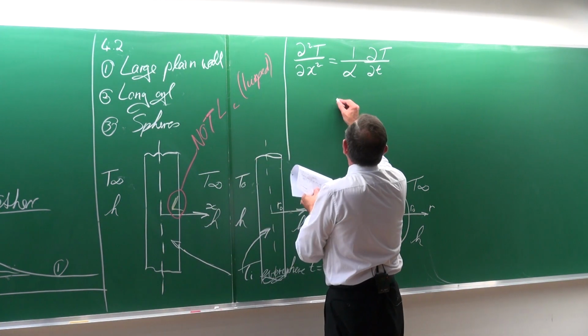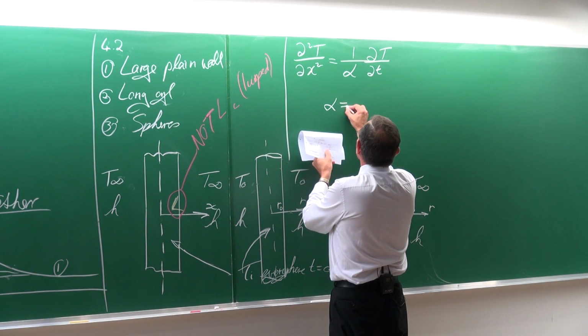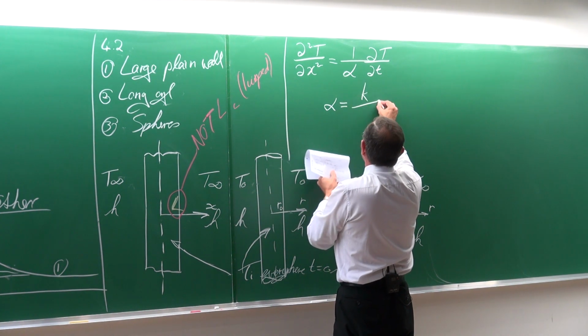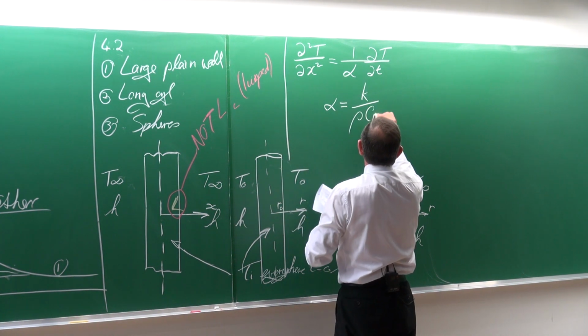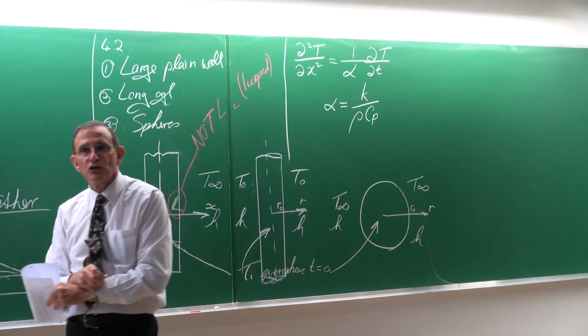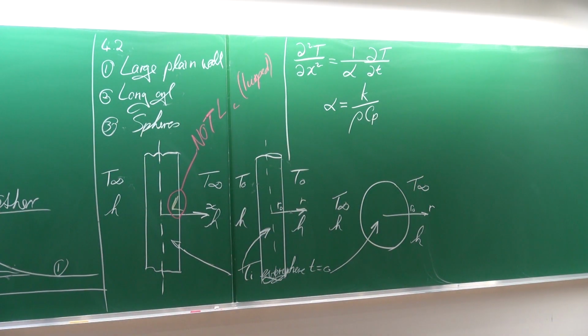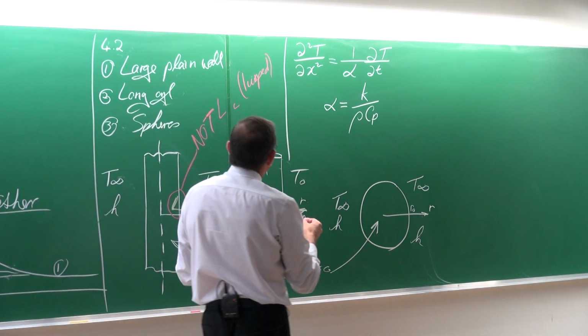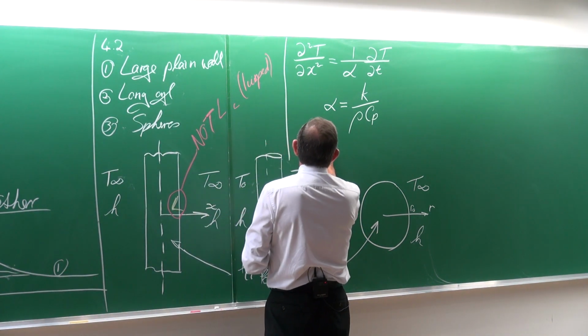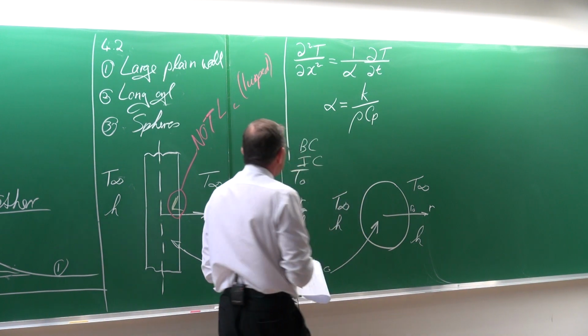So alpha, in case you can't remember, is the thermal diffusivity, and that is equal to K divided by rho Cp. The thermal diffusivity, so it is all the property characteristics which are being put into one term. Right, so that is the differential equation, and then there are certain boundary conditions and initial conditions.